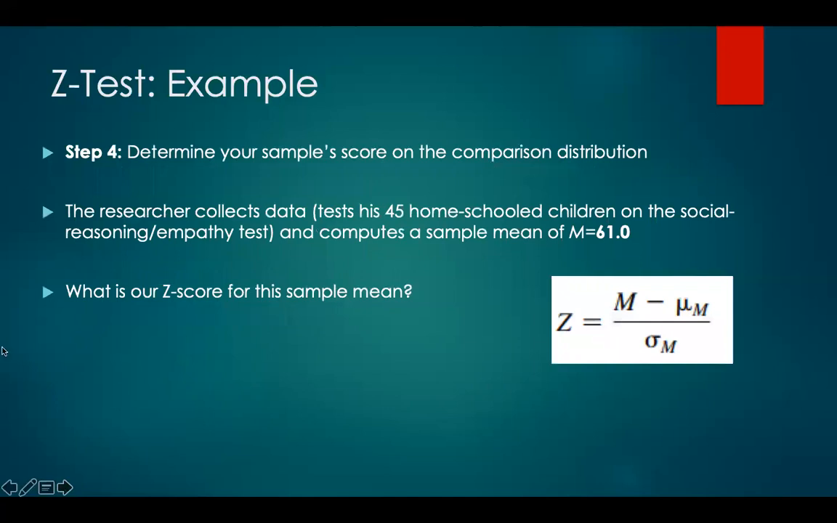Now, step 4 is to determine your sample's score on the comparison distribution. The researcher collects data, tests his 45 homeschooled children on the social reasoning and empathy test, and then computes the sample mean of 61. Now, what's our z-score? 61 is our obtained sample mean, and we're subtracting from that the population mean of public school children of 60 and dividing by that standard error, which we calculated earlier, 0.67. So our z-score is 1.49.